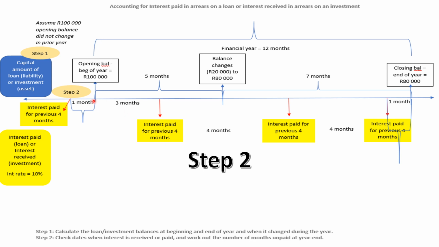The next interest payment would happen 3 months into the next year. Interest would then be paid for the previous 4 months, of which 3 months relates to the current financial year and 1 month relates to the previous financial year. Then interest gets paid again in 4 months' time. That 4-month period for which the interest relates, because it's going backwards, it's interest in arrears, that's all in the current financial year. And then this interest payment happens 1 month before the end of the current year, and that's also for 4 months of the year that we're busy with.